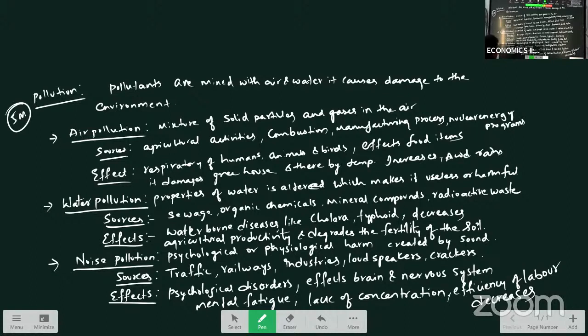Next is noise pollution. Noise pollution is psychological or physiological harm which is created by the sound. When sound is exceeding the limit, exceeding our hearing capacity, we call it as noise pollution. The sources of noise pollution are traffic sound, railways, industries, loudspeakers, and crackers. You can add some more points also.